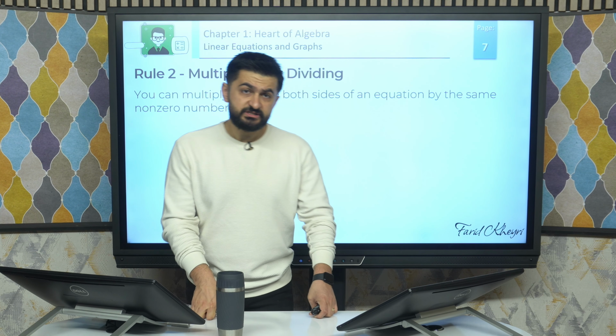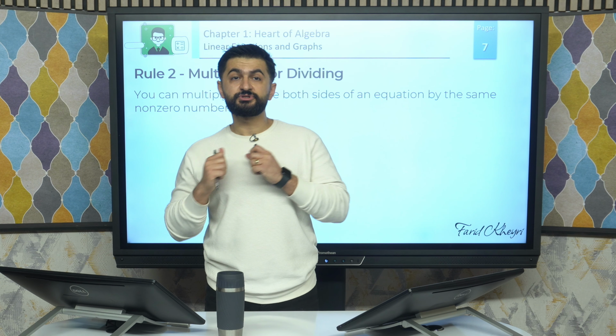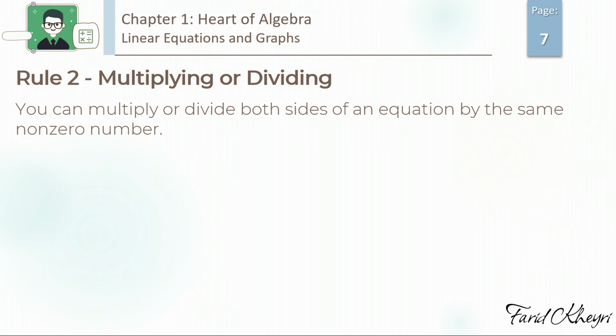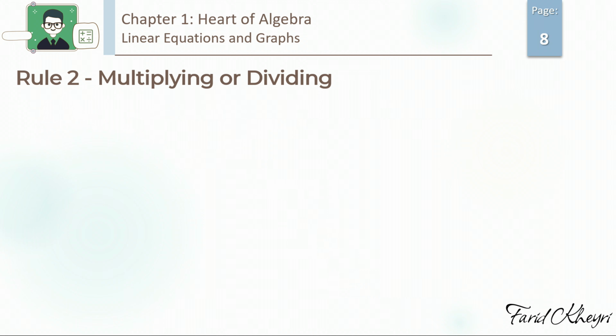So, what is the second rule? The second rule is about multiplying or dividing. You can multiply or divide both sides of an equation by the same non-zero number. For example, 3x is 6. You can divide both sides by 3 and we will get x is 2. This is the answer of the equation.